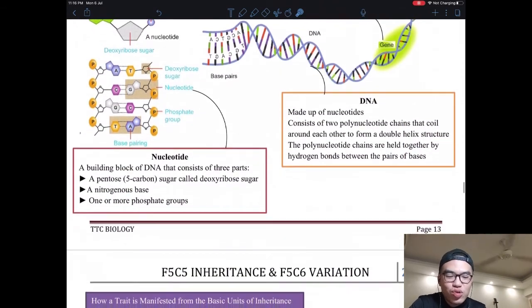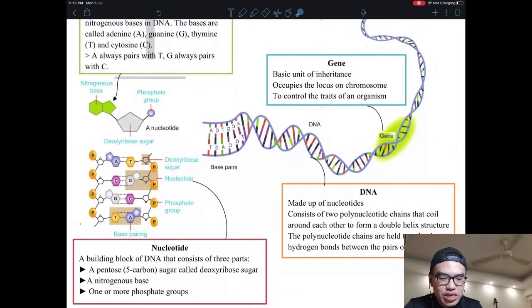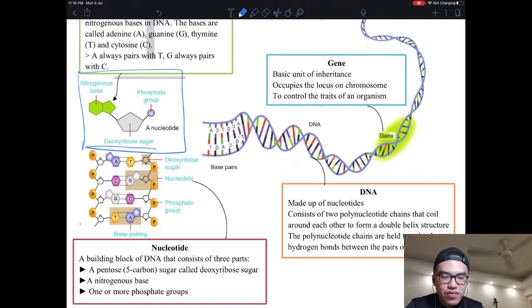One unit is called a nucleotide. This you need to know. This part is important. This is the basic unit of a DNA. So what does it consist of? You have a deoxyribose sugar here. This pentagon here is called a deoxyribose sugar, and then you have a phosphate group.